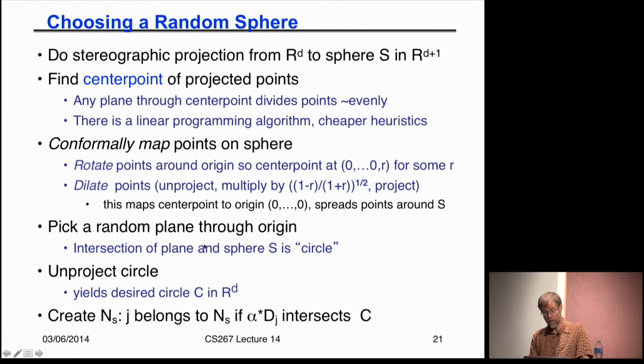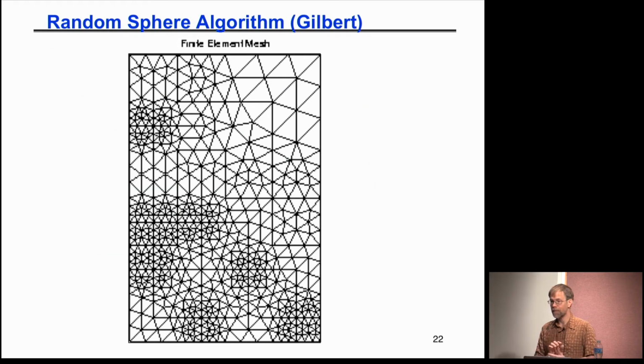And now all I have to do is pick a random plane through the center point, which is now the origin. And so what do I get when I pick an intersection of a plane and a sphere? I get a great circle. And then I unproject the circle, and that turns into another circle. That's a theorem of geometry: you do stereographic projection, circles turn to circles. And so that random circle is going to be my dividing thing in the original space. So let me now draw a picture to see how it all happens. So here's going to be my graph.